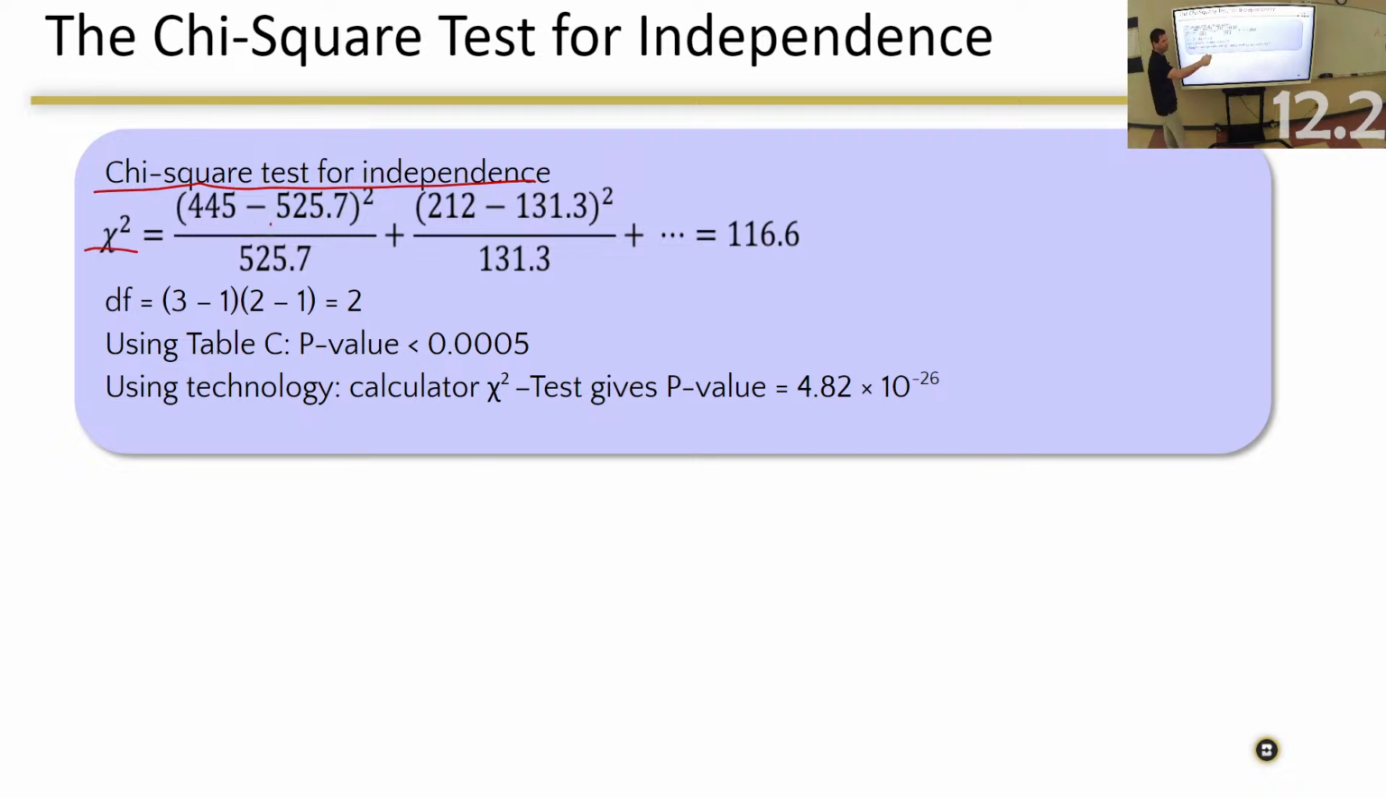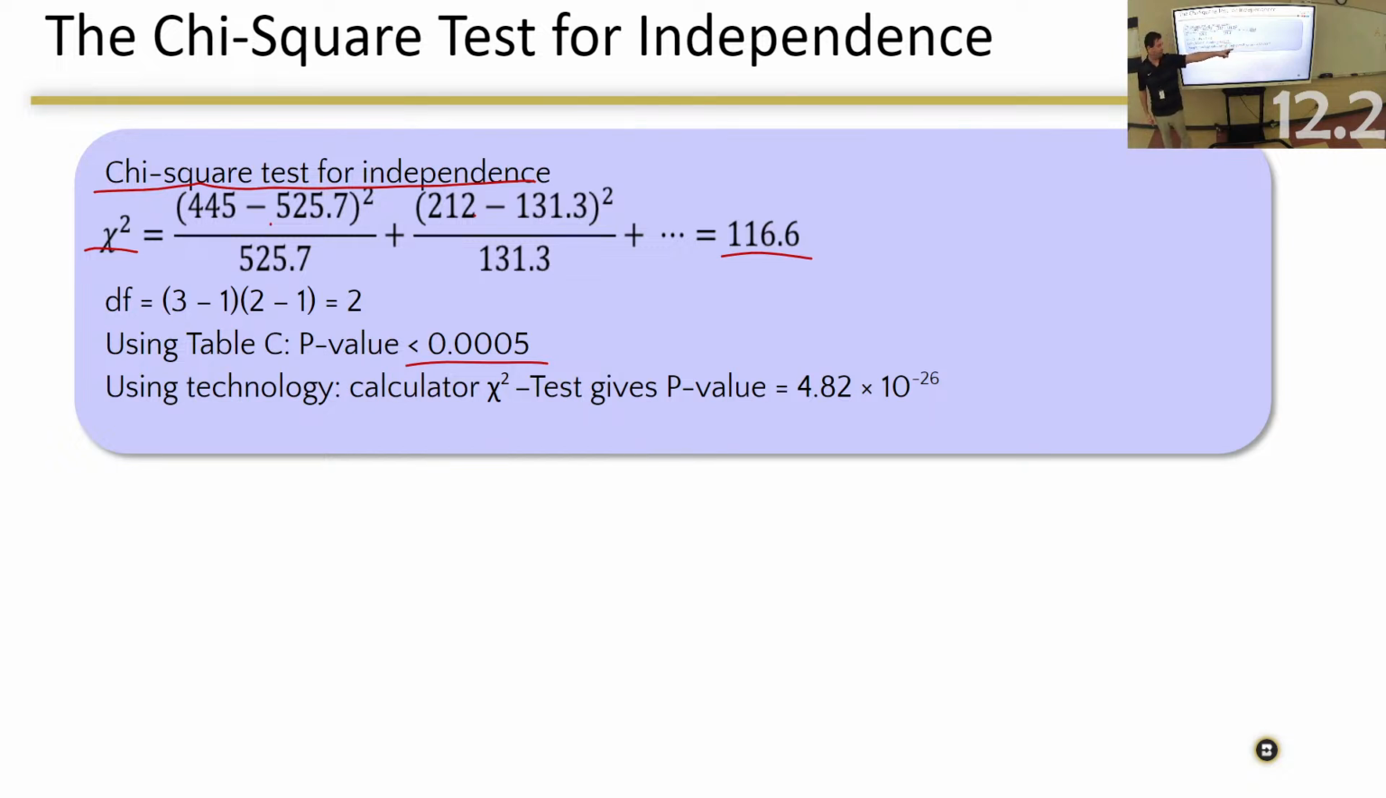Chi-squared, I'm going to put down one of them, and another one. I'm going to put the chi-squared value. Holy cow, 116. Huge. My guess is the p-value is really, really small. There it is, 4.82 times 10 to the negative 26.